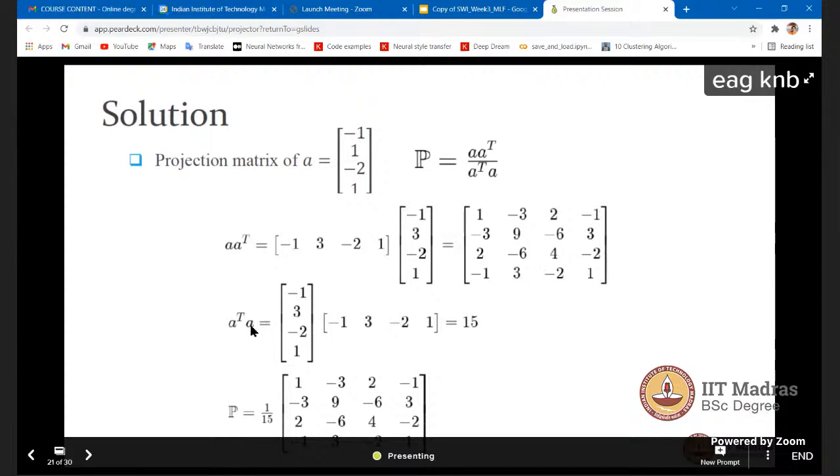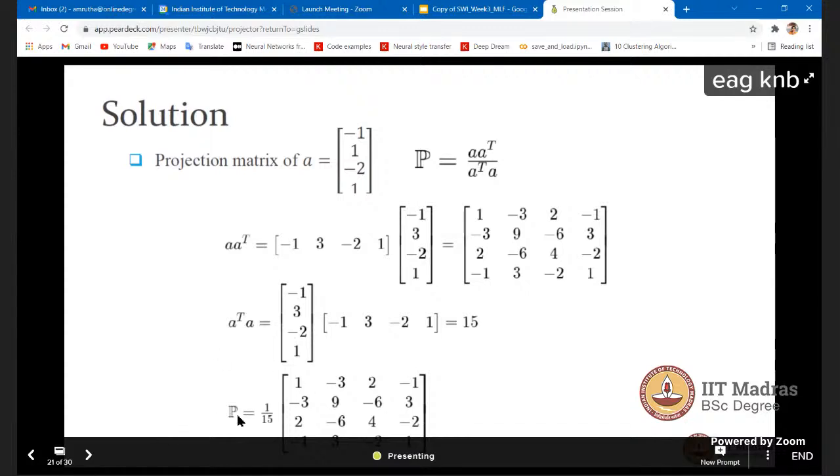When you multiply A transpose with A, what do you get? Simply the sum of squares of the elements: 1 square plus 3 square plus 2 square plus 1 square, which is equal to 15. And the projection matrix is 1 by 15 into this matrix. So that is your projection matrix.